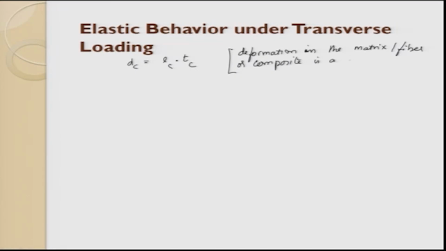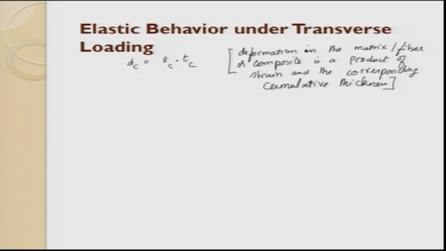is a product of strain and the corresponding cumulative thickness. So, DC is nothing but EC into TC.